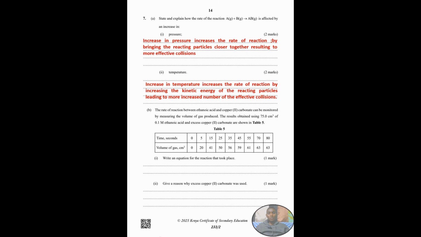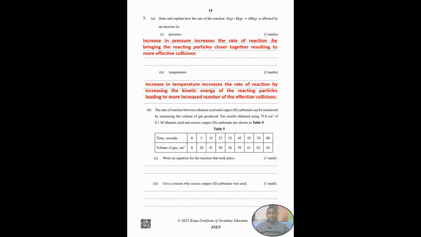And this leads to more increased number of effective collisions. So automatically, if the effective collisions increase, the rate of reaction also increases. Part B of this question: the rate of reaction between ethanoic acid and copper 2 carbonate can be monitored by measuring the volume of gas produced.